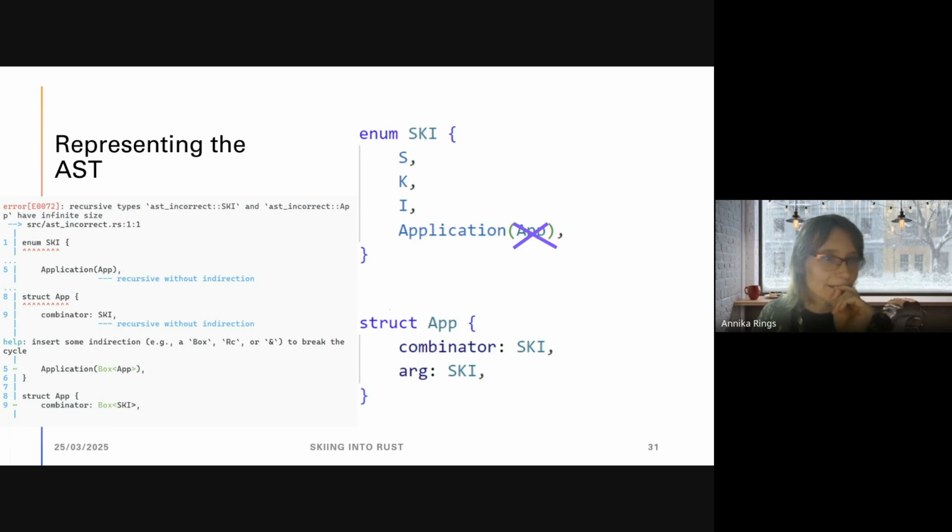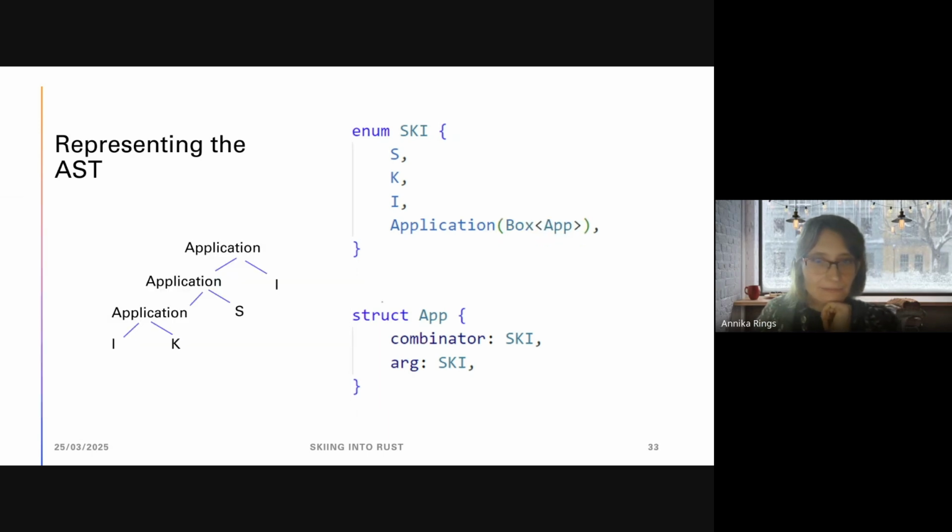So helpfully, the compiler already tells us how we can solve this. It says insert some indirection. And what it means is we are supposed to use a smart pointer. And so I chose the Box smart pointer here. And now the size of this is simple. This is just the size of the pointer. And the actual data is allocated on the heap now. So this all compiles fine now.